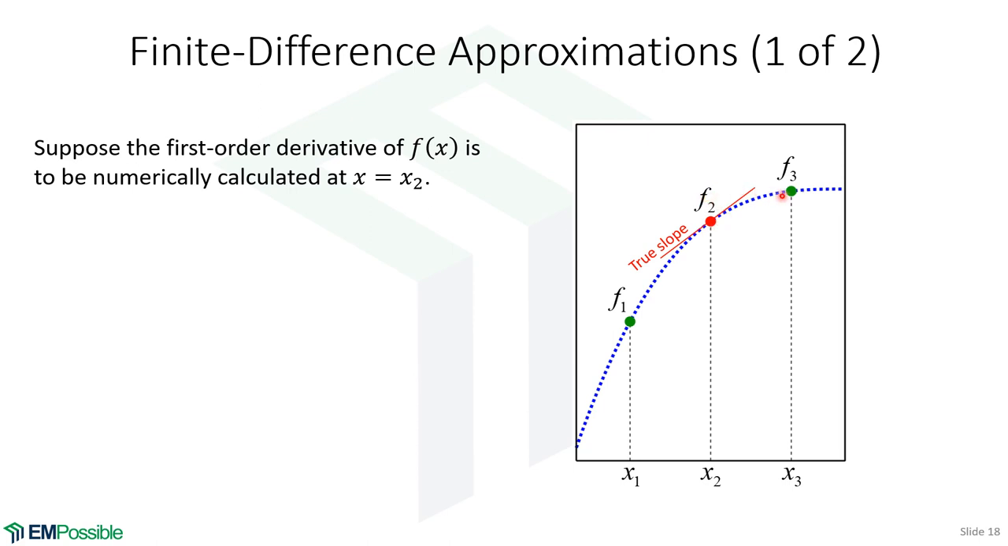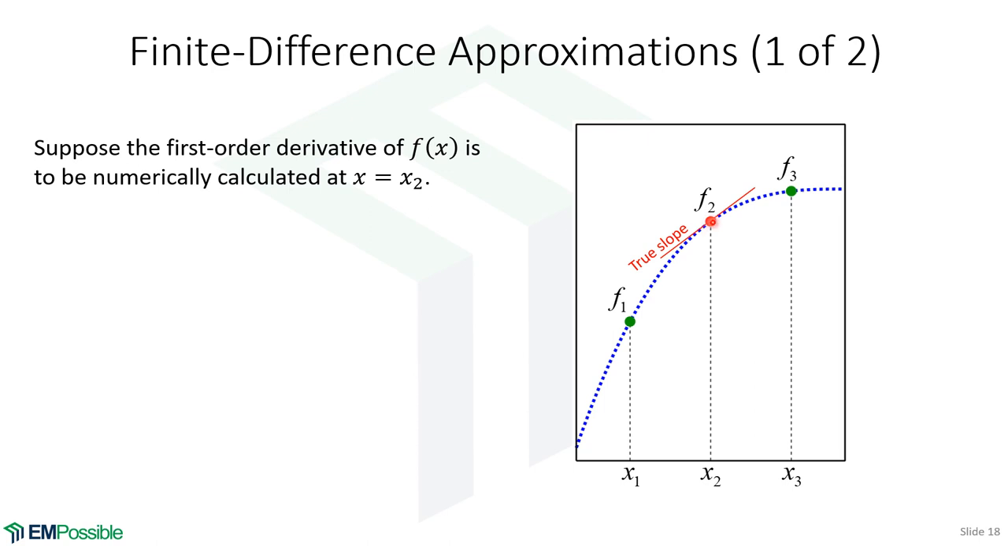And a function we calculated at x3 that we call f3. And this dotted blue line is not really there. This is just a reminder of what the function may actually look like. We don't know this. All we know is the function at these discrete points, but I am showing this for convenience. Let's say we would like to calculate the derivative at f2.